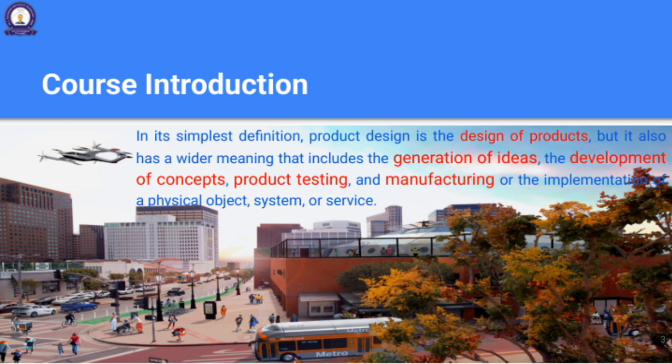And finally, manufacturing or implementation, the process of bringing these ideas into the real world, whether that's through physical production or deploying a system or service. So, product design is a comprehensive process that involves creativity, testing, and execution, all connected to the overall goal of creating effective and meaningful products.